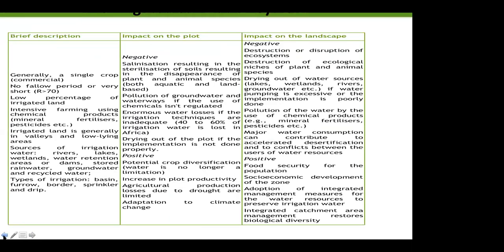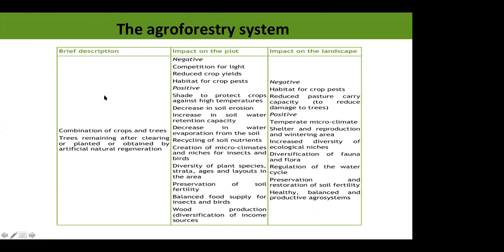Sorry, I'm going too fast. We want to look at the agroforestry system. Agroforestry simply means the combination of crops and trees together in the same plot or in the same landscape, with trees remaining after clearing, and you also leave some of the indigenous trees that you meet that are beneficial to that environment. You don't clear everything and plant new ones. And this helps that there's a continuous natural regeneration of the ecosystem.